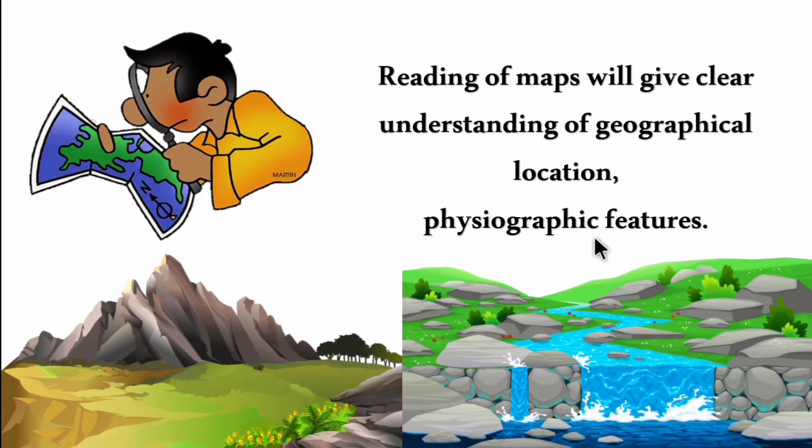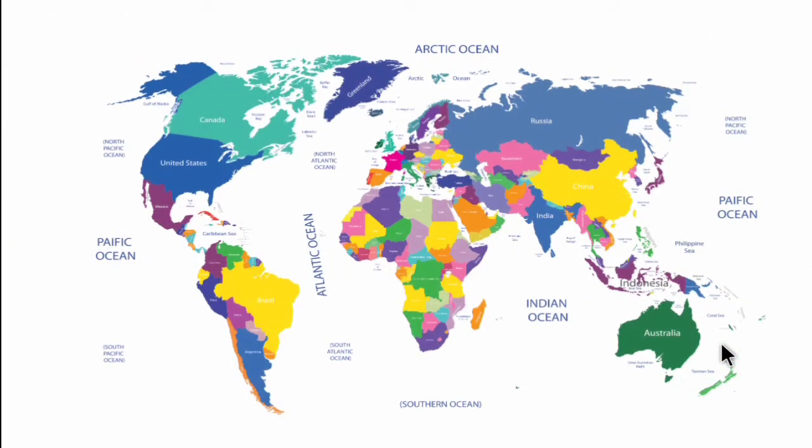The reading of maps will give a clear understanding of geographical location and physiographic features. Map reading gives information about the physical features of a particular area and also the location of the particular area. The map also portrays the political boundaries of different countries and states. So from the map we can know about the boundaries of different countries and states.